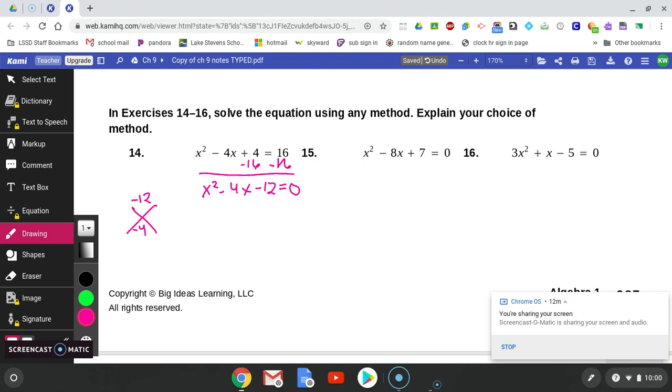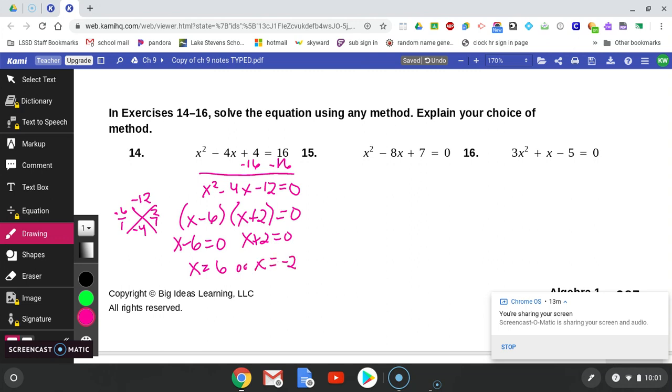2 numbers that multiply to give me negative 12 and add to give me negative 4 would be a negative 6 and a positive 2. Divide them by my A term. So I get x minus 6 times x plus 2 is equal to 0. Remember, you set each of them equal to 0 and solve them by our zero product property. So I get x is equal to 6 or x is equal to negative 2. If you use the quadratic formula, great. You should still get the exact same answers.